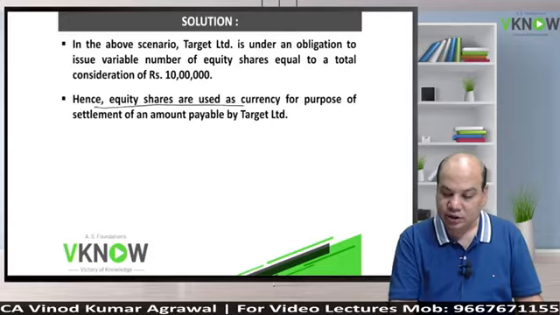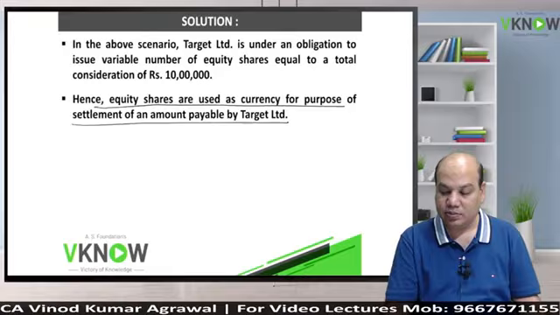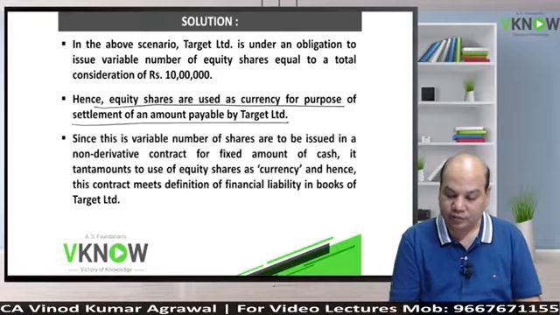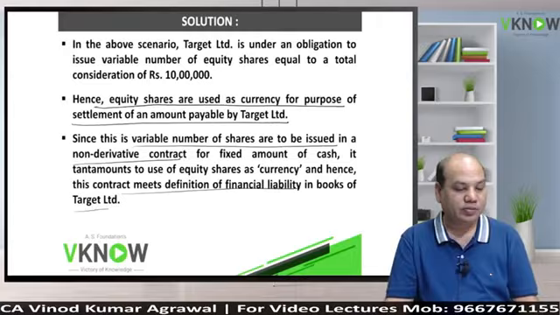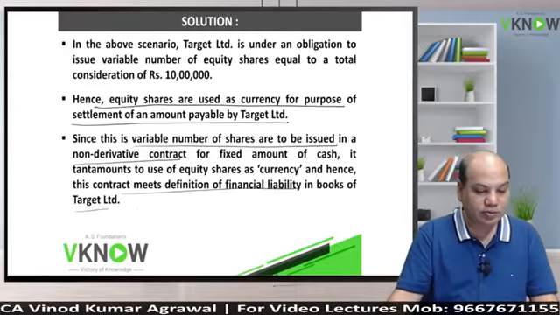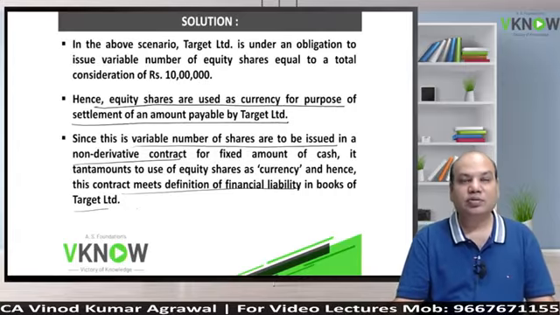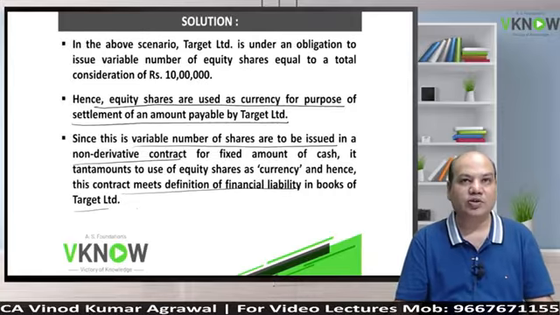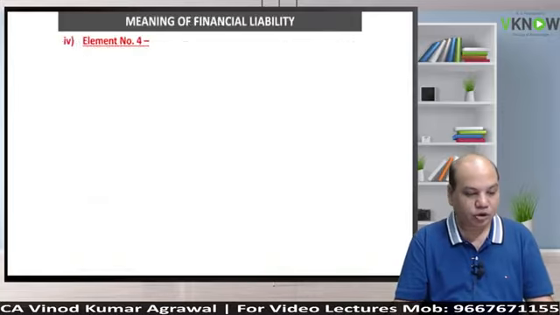Here the equity shares are being used as a currency for the purpose of settlement of the amount payable by Target Limited. Therefore, because it's a non-derivative contract, a variable number of shares will be issued. Therefore, it amounts to financial liability. So, contractual obligation, non-derivative contract, settled in own equity shares, and the number of shares to be issued is variable in nature. You have to remember all this and understand and then remember. Make your own notes if you want to remember in a certain way.